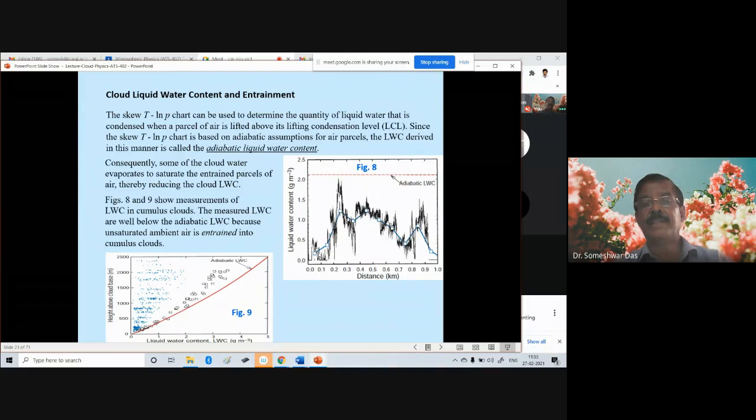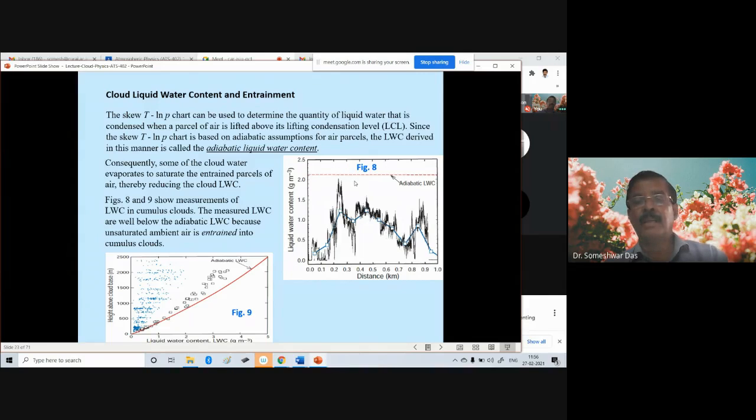These are the measured cloud liquid water content inside the cloud, the one observed by measurements using different instruments, either through flying an aircraft or by any other means, flying balloons, etc. So what you can see is that the measured amount of liquid water content is much below the estimated value from the adiabatic liquid water content obtained from the Skew-T log-P diagram.